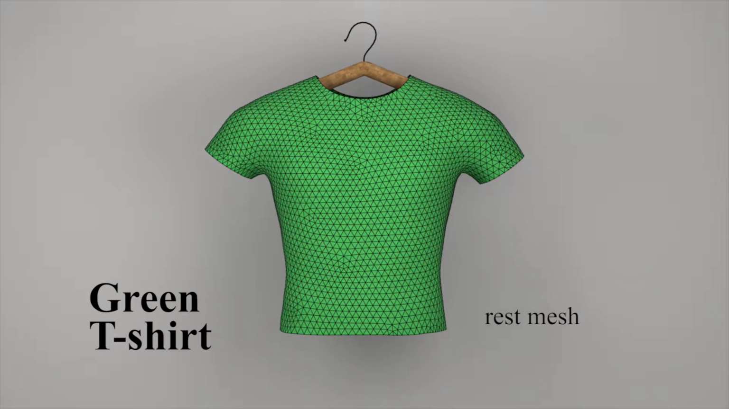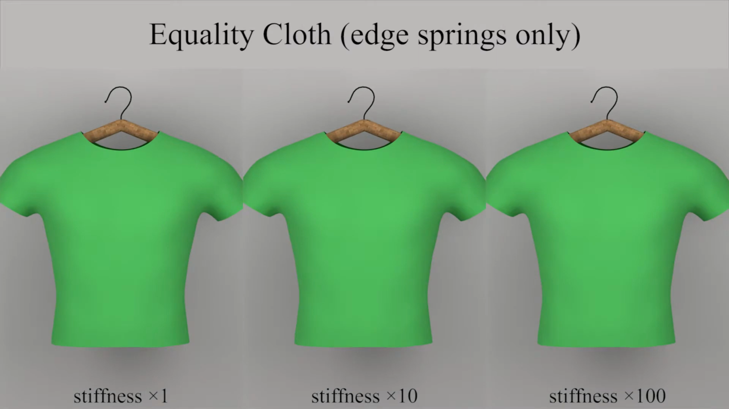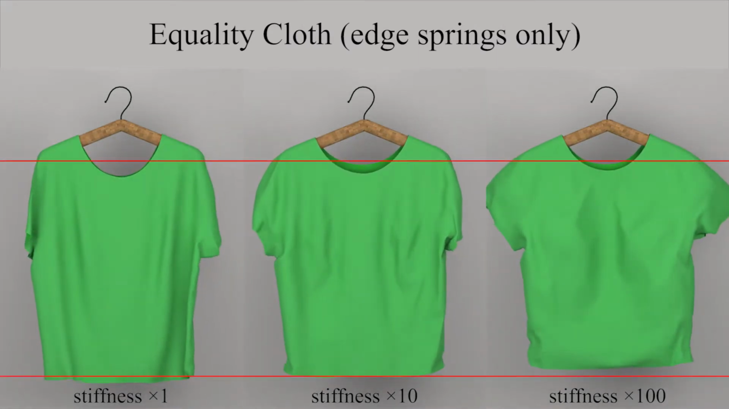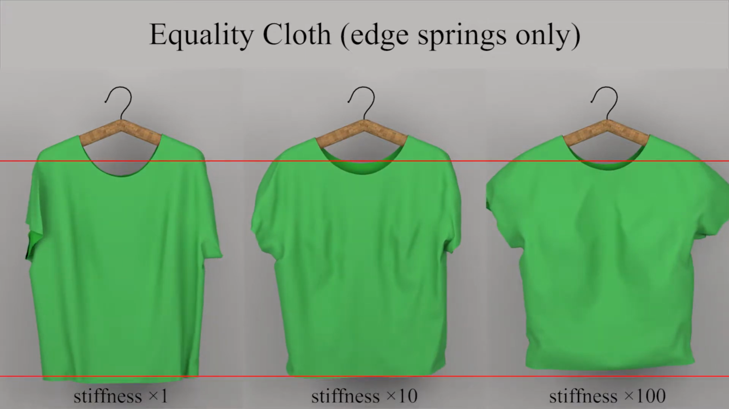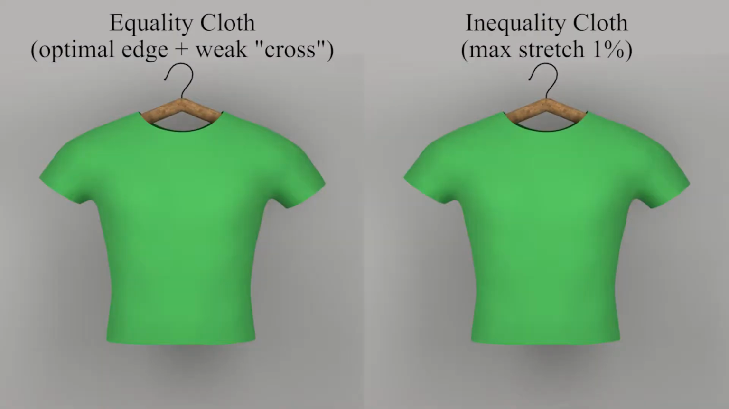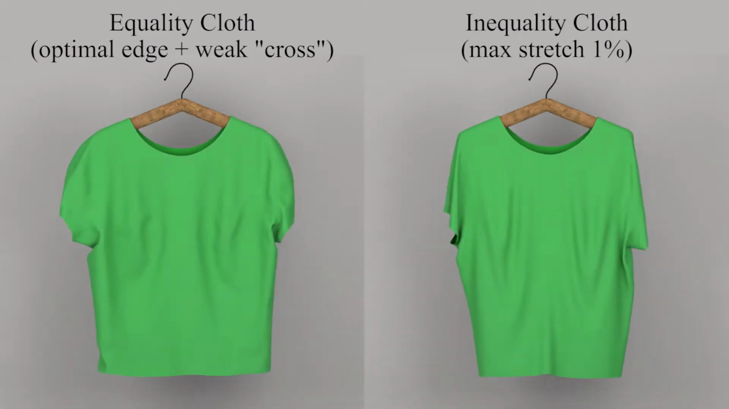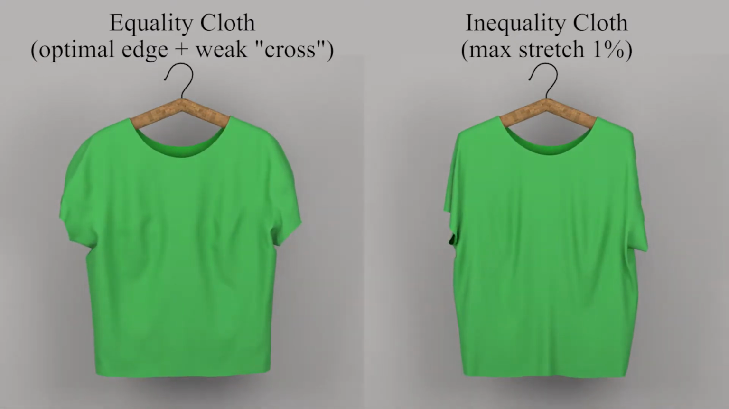We apply the same procedure to a hanging green t-shirt. The equality cloth t-shirt is either too soft and stretchy or too rigid and locks. The best one is chosen with weak cross springs added to smooth away some noise. In comparison, our inequality cloth displays much more natural shape and realistic folds.